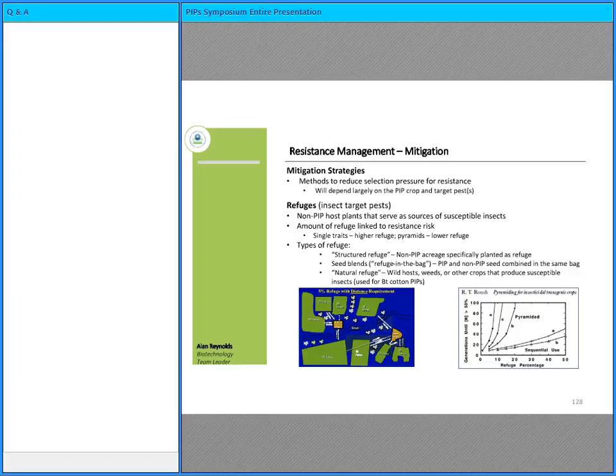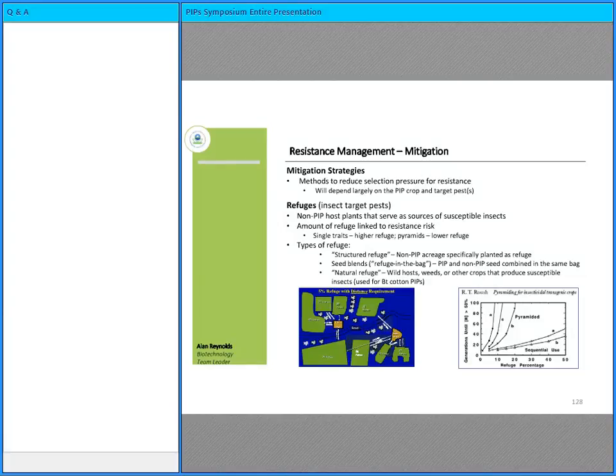And this concept is illustrated in the figure on the lower left of the slide here, in which the refuge is shown as those yellowish-orange fields that are surrounded by green PIP fields. And you can see that the refuge is located close enough that the susceptible insects or target pests produced by that refuge would be available to interbreed with anything coming out of the PIP crop there.